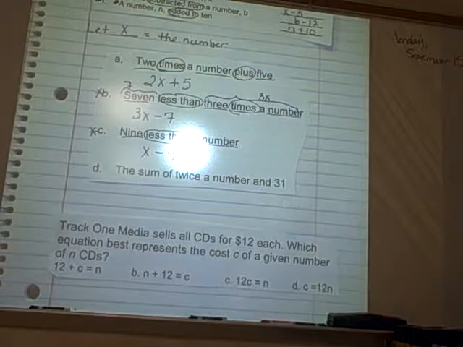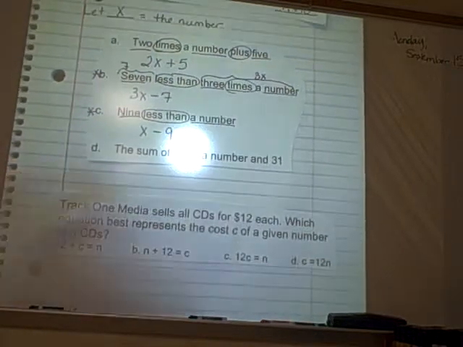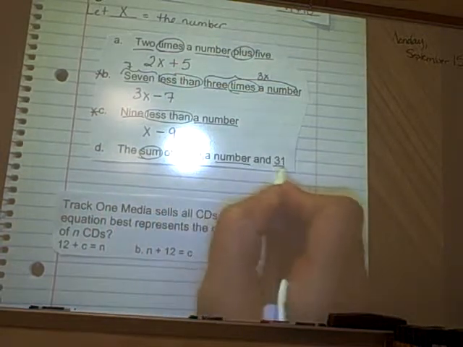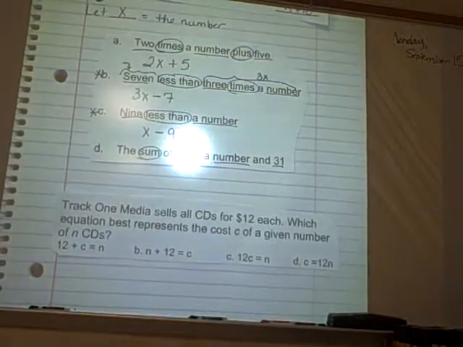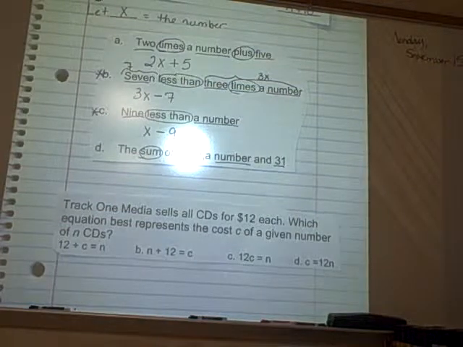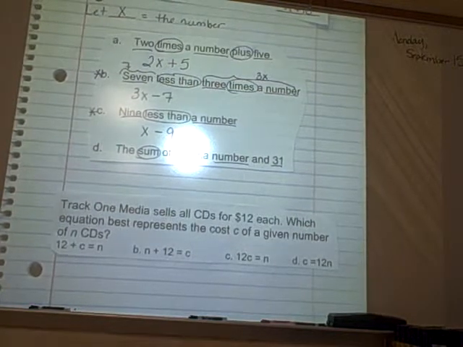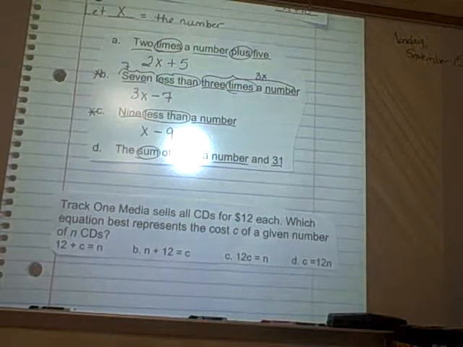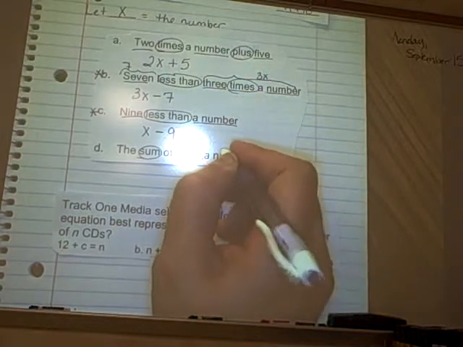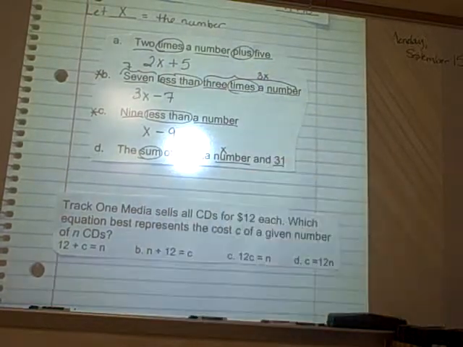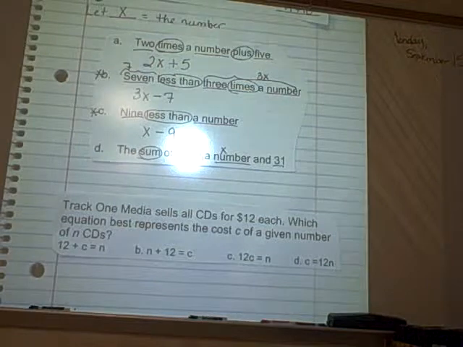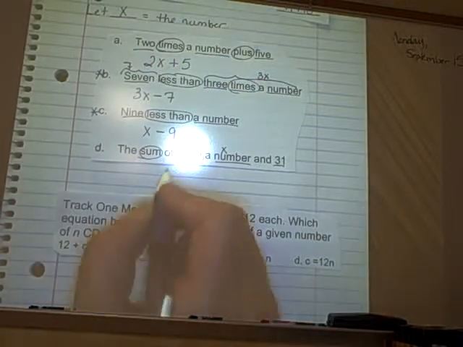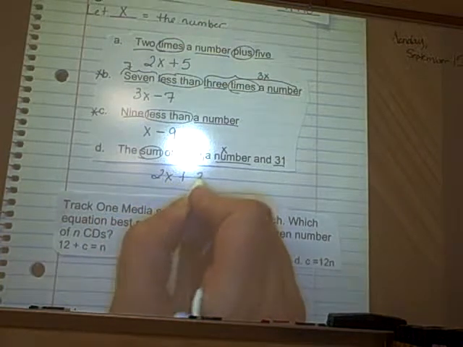And then the last one is another one that has 2 things going on in it. It has the sum of twice a number and 31. Remember what twice means? Times 2. So it's a special one. It means multiply, but it means multiply by a specific number. So this is like 2 times the number x, or whatever variable you're using, and then 31. So what's that going to look like when I write it out? 2x plus 31. There we go. 2x plus 31.